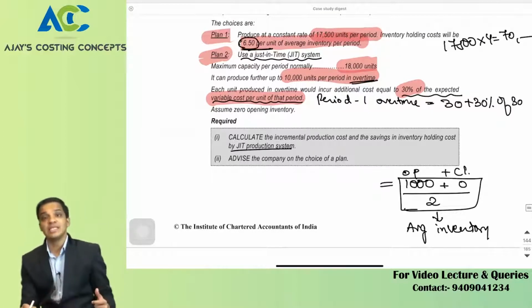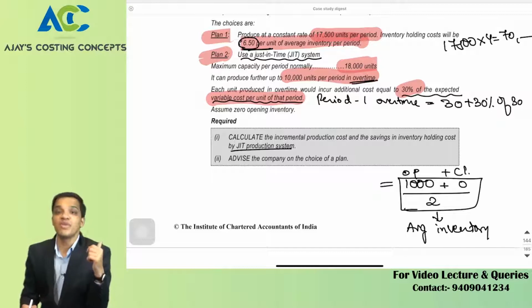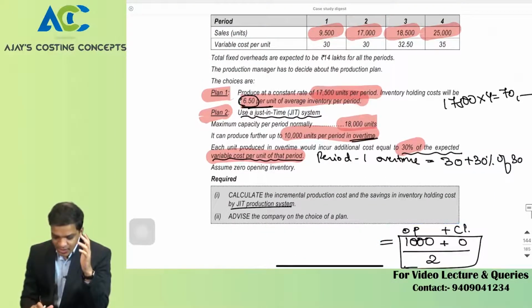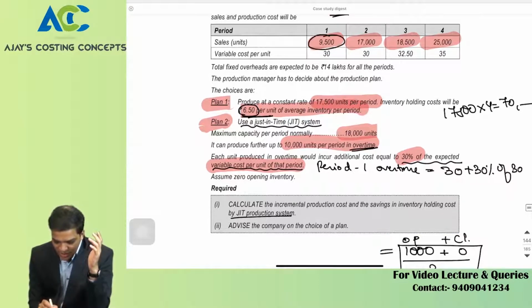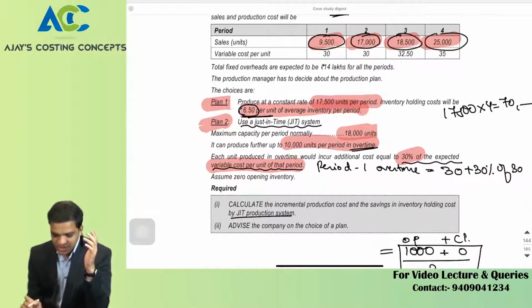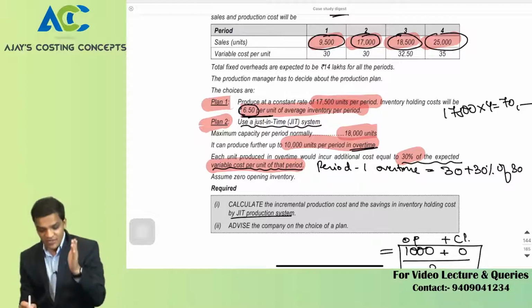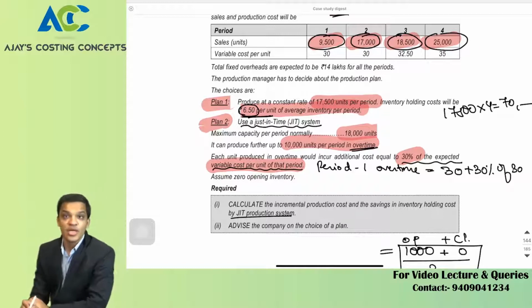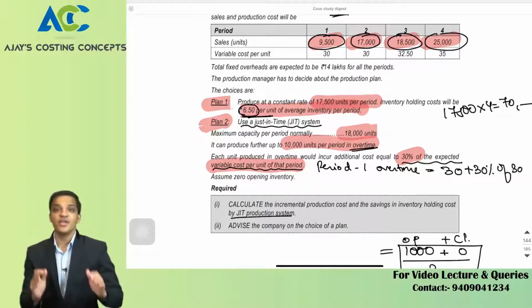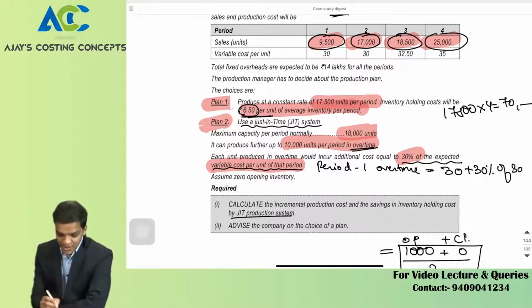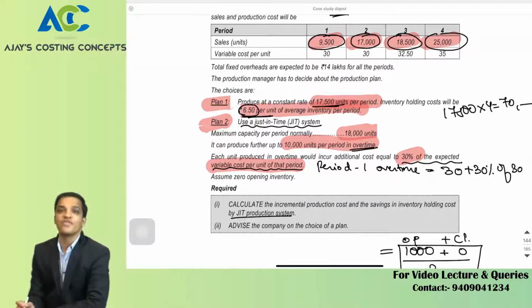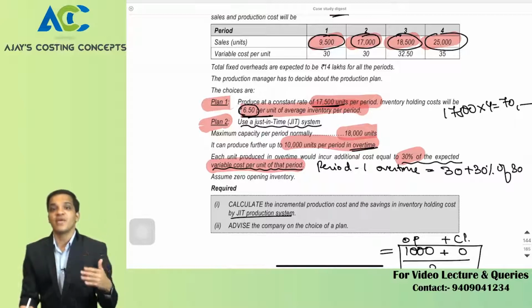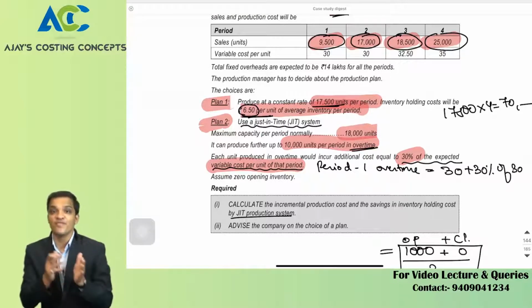So we need to understand how many units we will carry in each period. Now understand that the sales demand for each period is provided. It is said that 9,500 units, 17,000, 18,500, 21,000 and 25,000 units are demanded. Now, if 9,500 units are sold and in that period I am producing 17,500 units, that means 17,500 minus 9,500, that is 8,000 units, I am carrying for period 2.